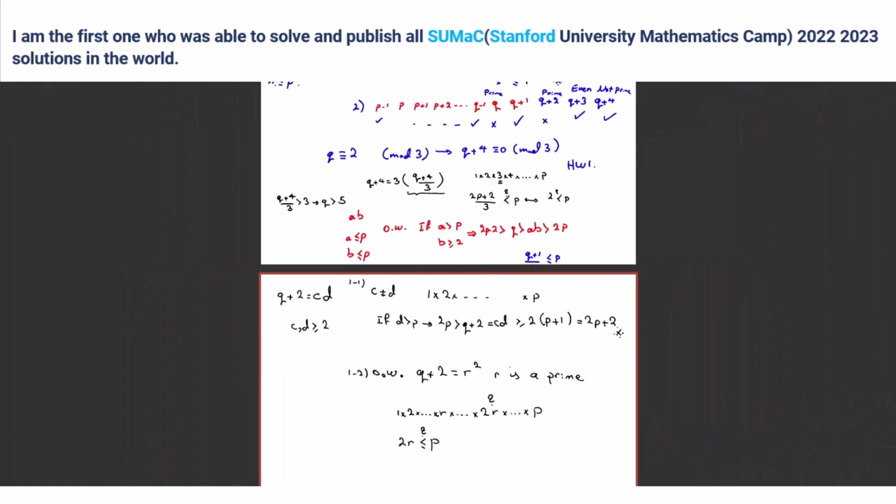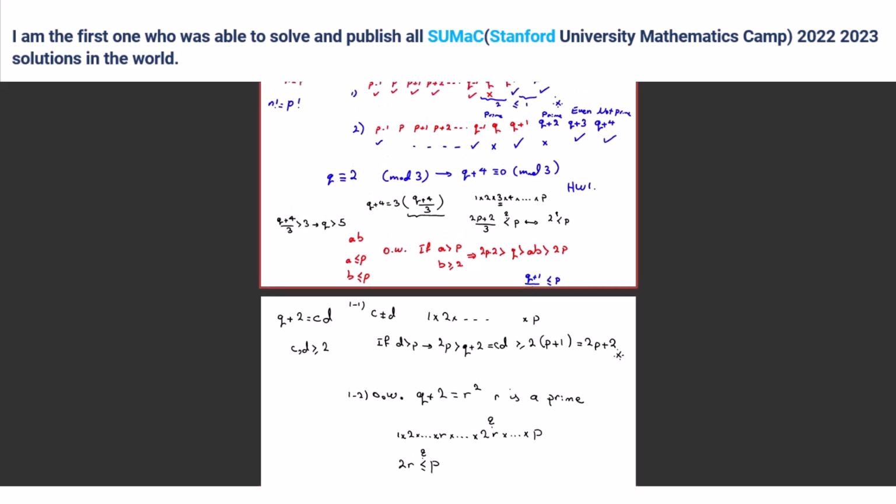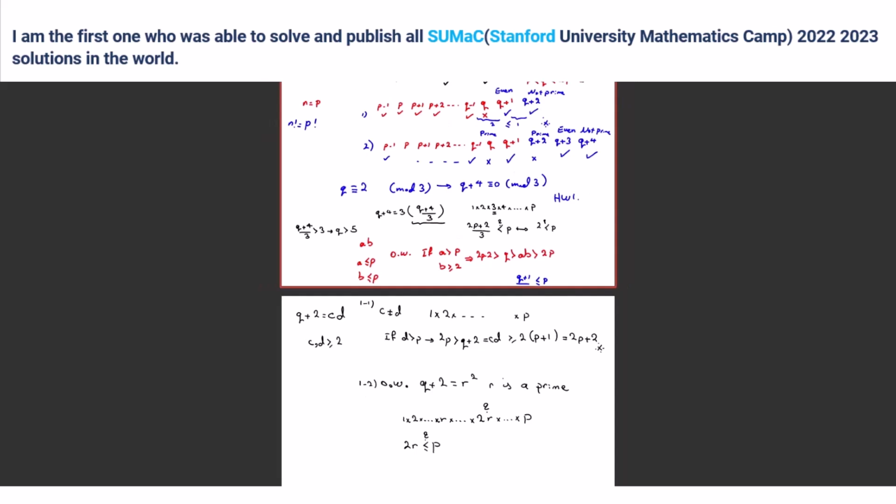Can you explain again why we're trying to prove 2R is less than P, not R? Because look, we want to prove Q plus 2 is a divisor of P factorial. Q plus 2 is R squared, where R is prime, right? So if you prove only that R is less than or equal to P, then R is a divisor of P factorial, not necessarily R squared. Agreed?